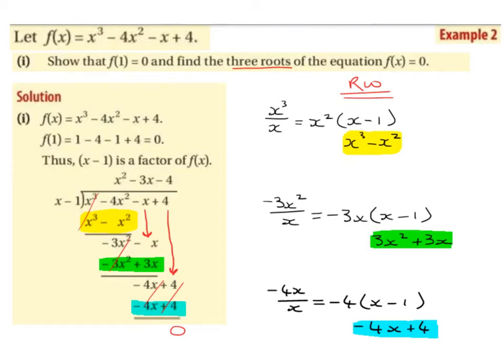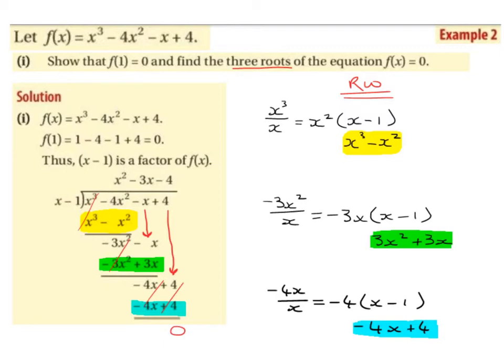So if f of 1 is equal to 0, then x minus 1 is a factor of f of x. So we set up our bus stop method. So we have our bus stop, and we put our function underneath the bus stop. So x cubed minus 4x squared minus x plus 4 goes under the bus stop. And we put x minus 1 in front of the bus stop. And then we divide in.